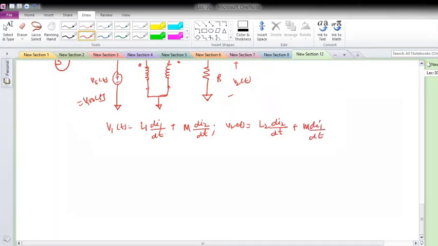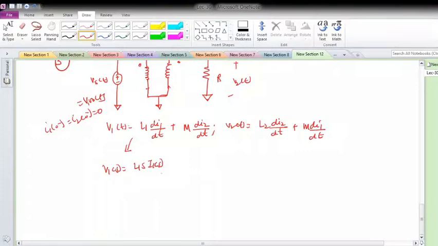Okay. Now I will solve using the Laplace transform. So let me talk in terms of Laplace now. Find out the Laplace transform. So V1 of s will be L1 s I1 of s. Now I'll assume that all the initial conditions are 0, so I1(0-), I2(0-), all are 0.